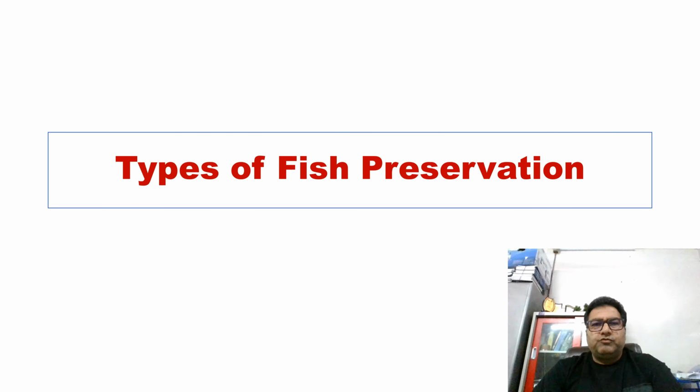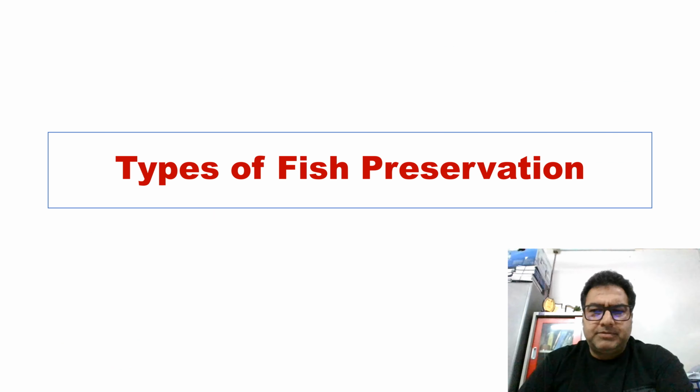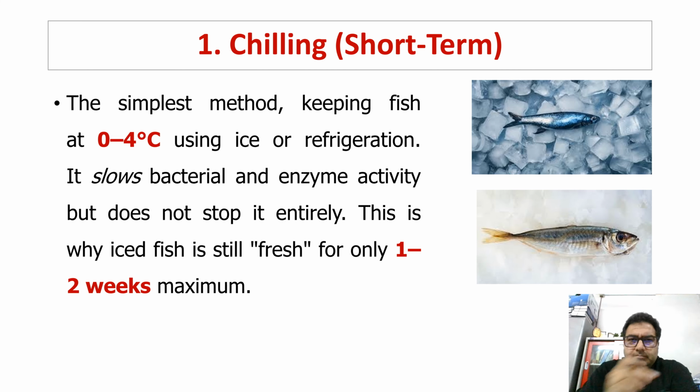We shall be talking about one by one the common types of fish preservation. The first part is chilling. When we talk about chilling, it is of two types. First we shall be talking about short term chilling, wherein in this method the shelf life is less, and we keep fish at 0 to 4 degrees centigrade. We use ice or refrigeration.